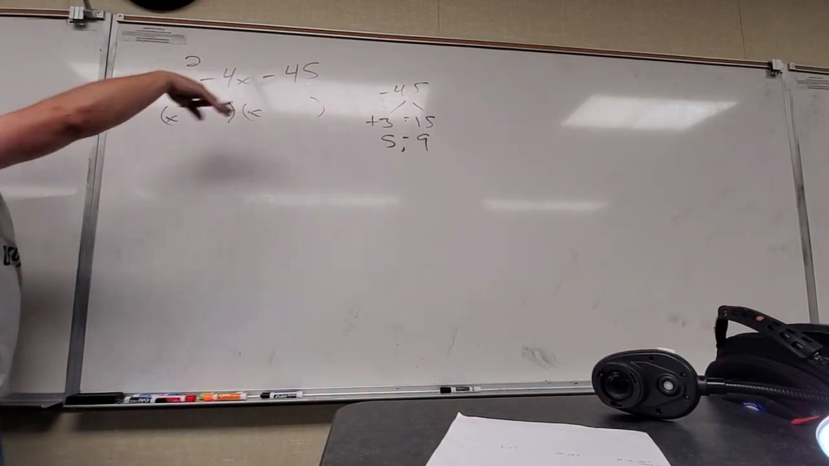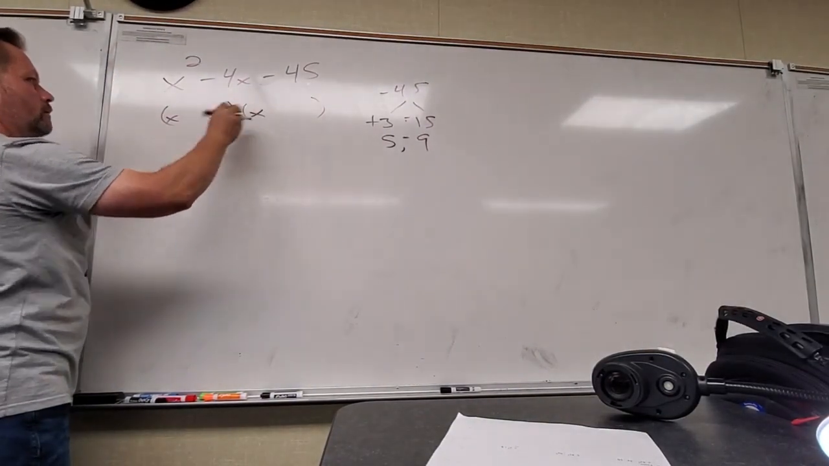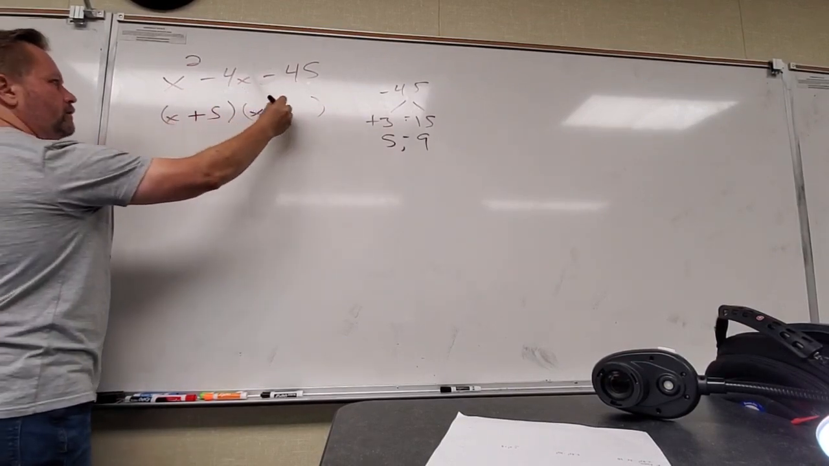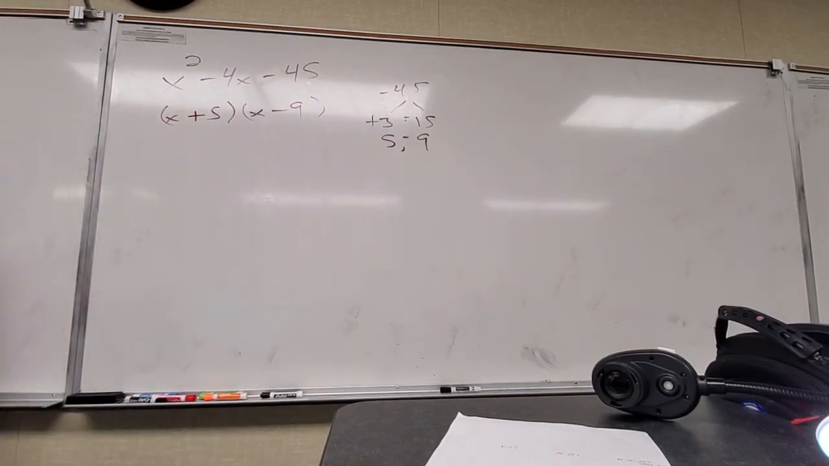Okay. So what does all this mean? What's the answer? Negative 9 plus, so put plus 5, because it's positive, minus 9. How would you check that? Do it backwards. Multiply it out. I like it. Okay.